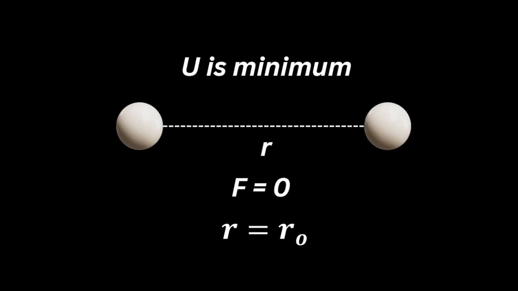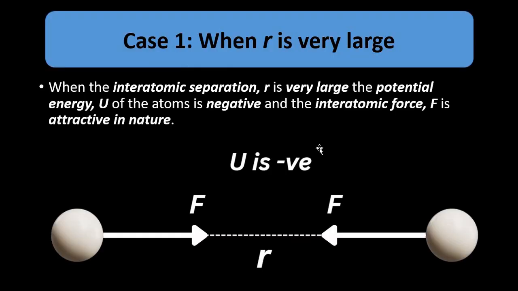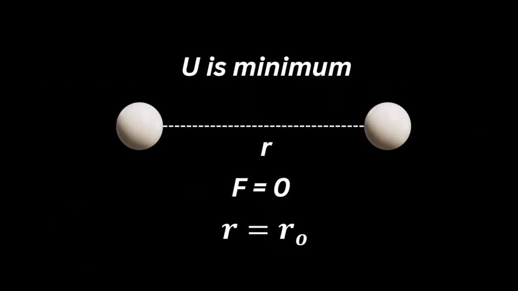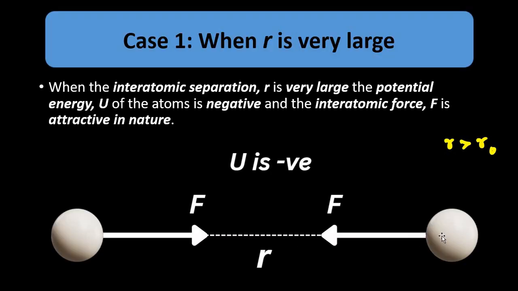Suppose because of the externally applied force, the separation distance increases. That is, it becomes greater than the equilibrium separation, R is greater than R0. In that case, the interatomic force is attractive in nature. So the two atoms are separated by a distance greater than the equilibrium separation, and the interatomic forces are attractive in nature.